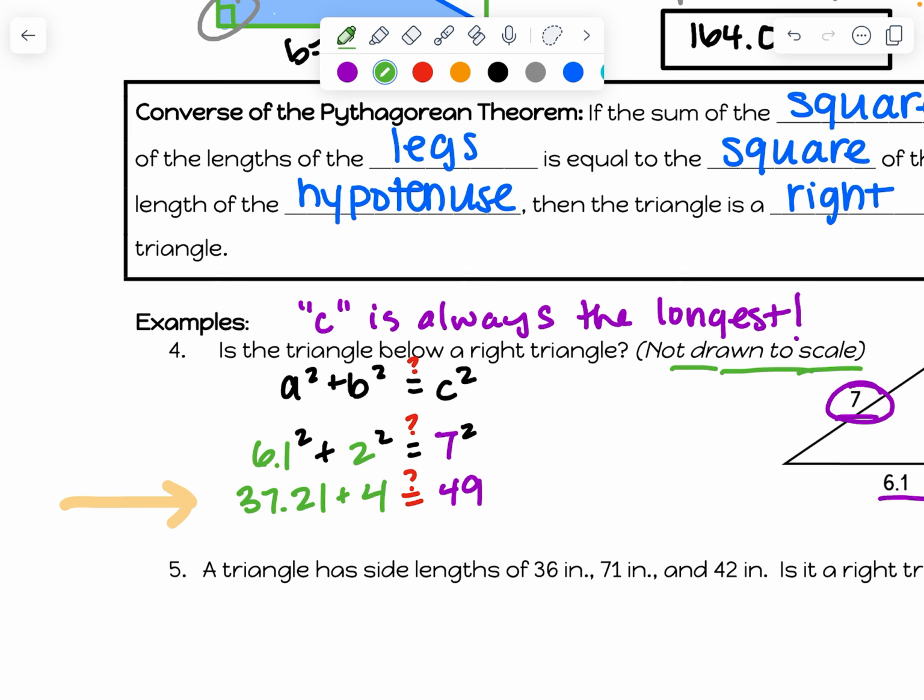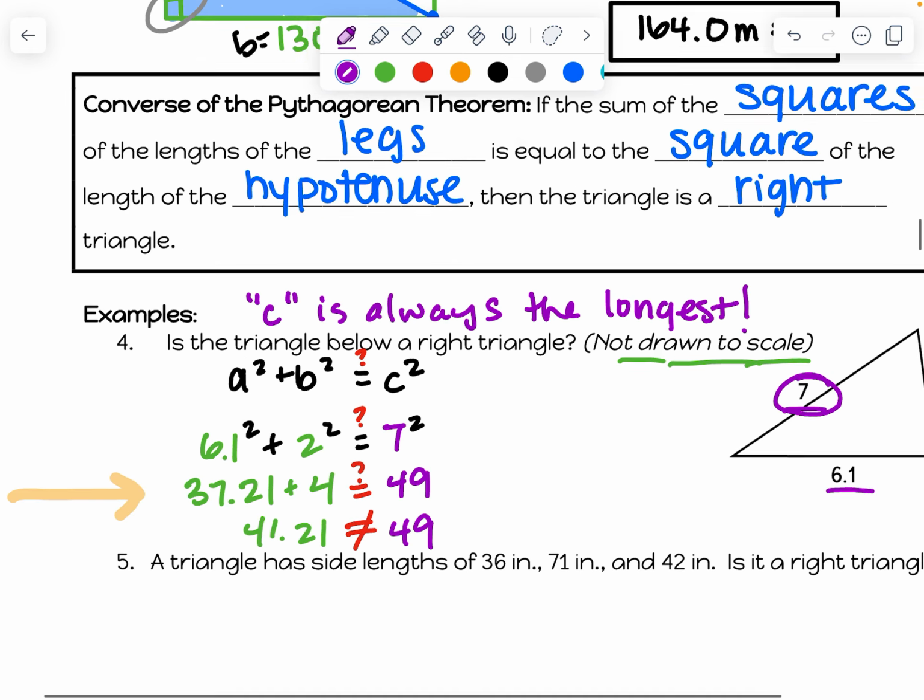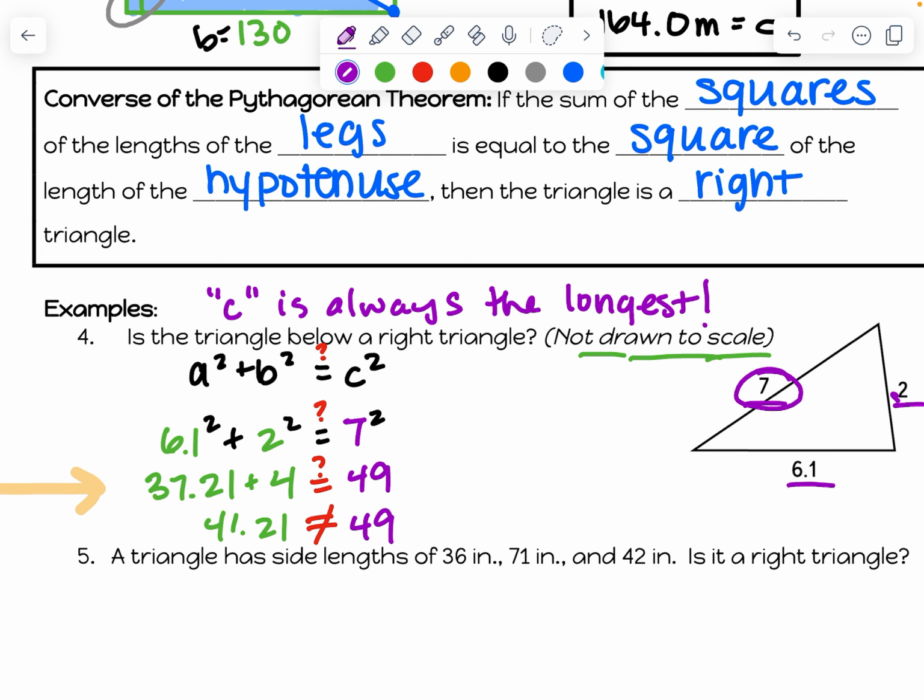Okay, if you're not wanting to do this in your head, we'll just add up 37.21 plus 4. You can use the calculator if you want. We'll get 41.21, which in fact does not equal 49. So as far as the actual question, is this triangle a right triangle? Well, if it were a right triangle, we would have come out equal on both sides, and we didn't. So no, this is not a right triangle.